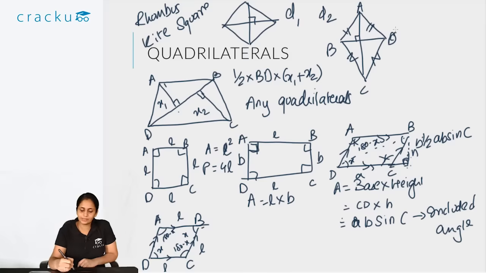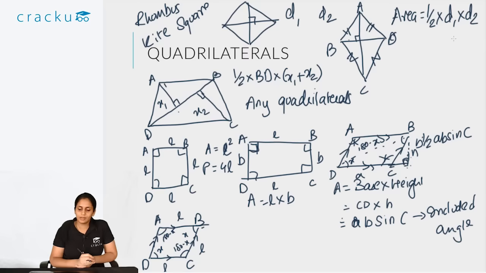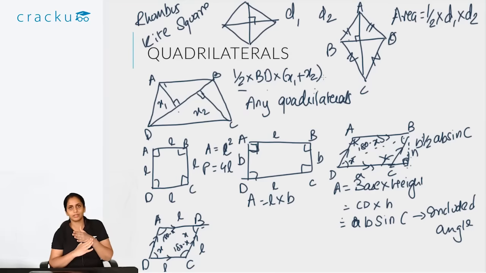So in all these three cases, that is rhombus, square and kite, the area is given by half into the product of the lengths of the diagonals, that is half into d1 into d2. This is because if I see this formula, that is half into length of diagonal into offsets of the diagonal, if the diagonals are perpendicular to each other, intersecting at right angles, the offsets will basically be collinear. And then that will just be equal to the length of the diagonal as such.